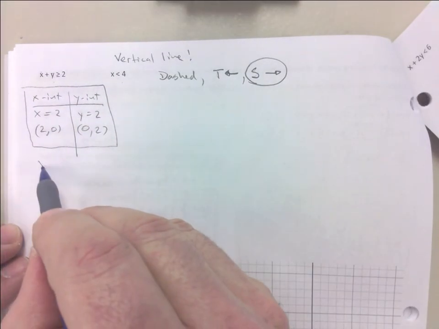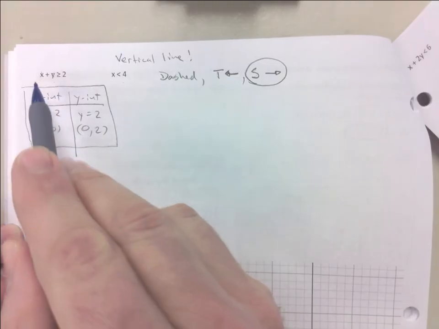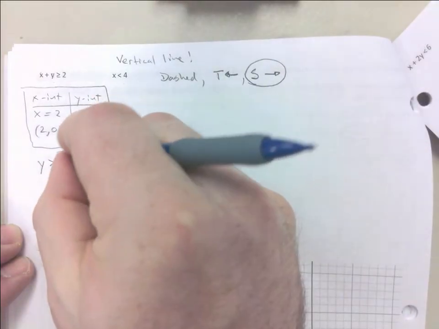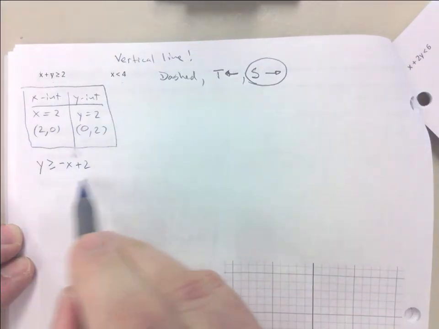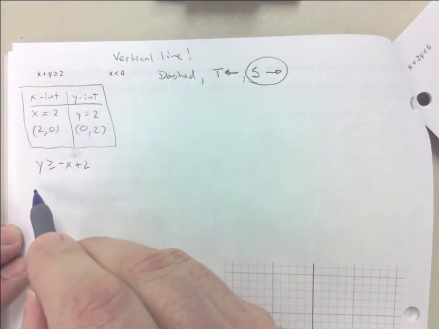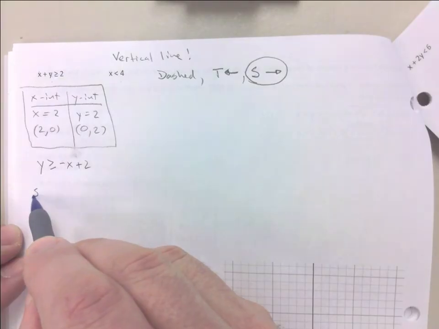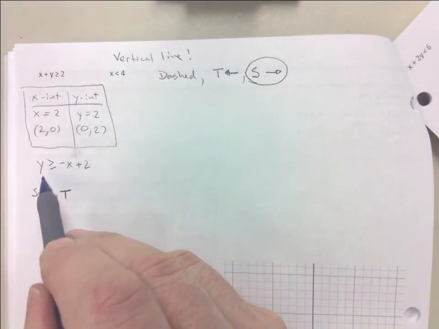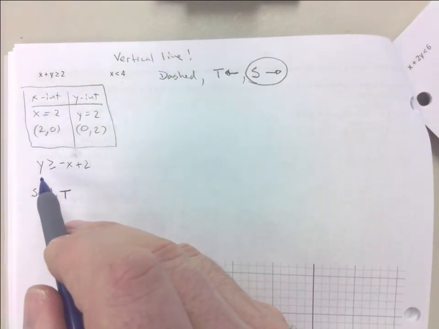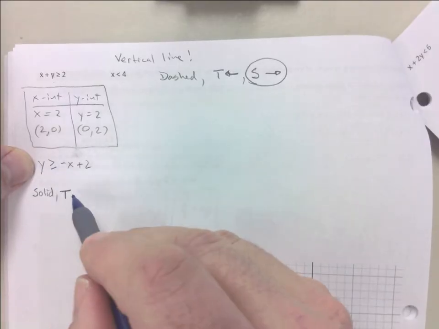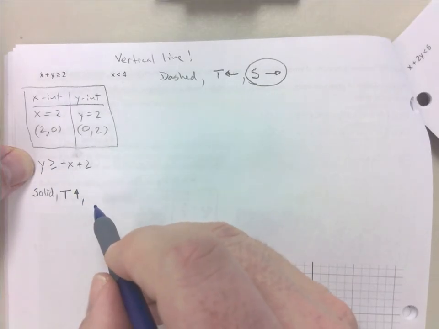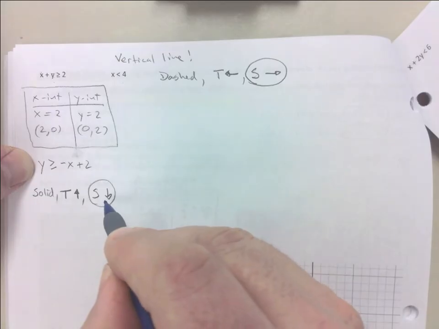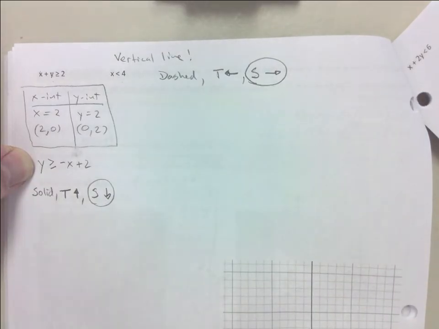Let's rewrite it. Y is greater than or equal to, the x comes over subtracting, and the 2 is already there. Okay, so then I tell myself that it's a solid line, true region. When it's y, it's only up and down. That's the only choice you have. Okay, and in this case, it's greater than, so it's going to be up, and I'm going to shade down. Okay, so this tells me where to shade in this case. So let's go ahead and do that.